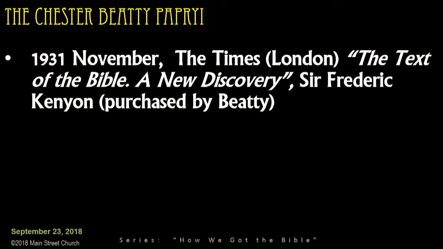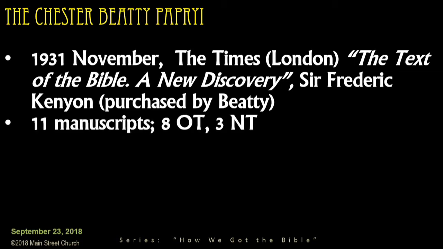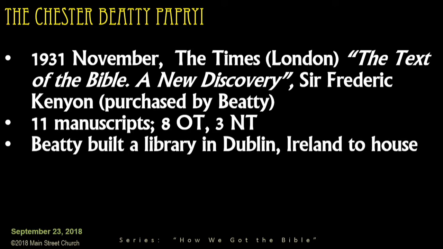And so he writes a book. It's more like a pamphlet, The Text of the Bible, A New Discovery. And Sir Frederick Kenyon, who has become the name in New Testament archaeology and documents, is the one who writes this. So by putting his name on this, he gives a big thumbs up to Beatty's collection. Beatty's collection has 11 manuscripts. 8 of them are Old Testament in Greek, and then 3 of them are New Testament. And then to show the world, he built a library in Dublin, Ireland, to house them to this day. Beatty's American, by the way, but he just lives overseas. So that's what he did.